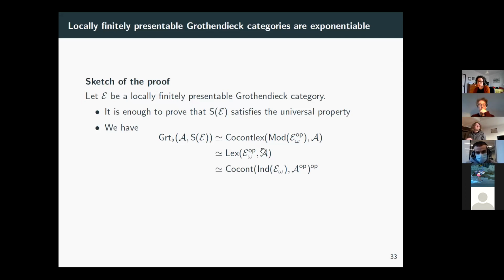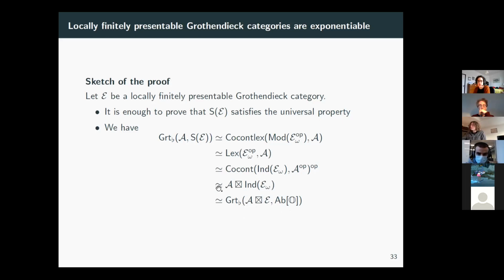And taking the op out, it will be right exact functors from E omega to A op, and then applying the universal property of the Ind completion, you get cocontinuous functors from the Ind completion to A op, and putting the ops inside, if you want, is continuous from Ind op A, which is nothing but the tensor product. And now we apply that Ind of E omega is just E, because E is locally finitely presentable. And then we apply the object classifier property. So we conclude that S of E does satisfy the universal property that we want.